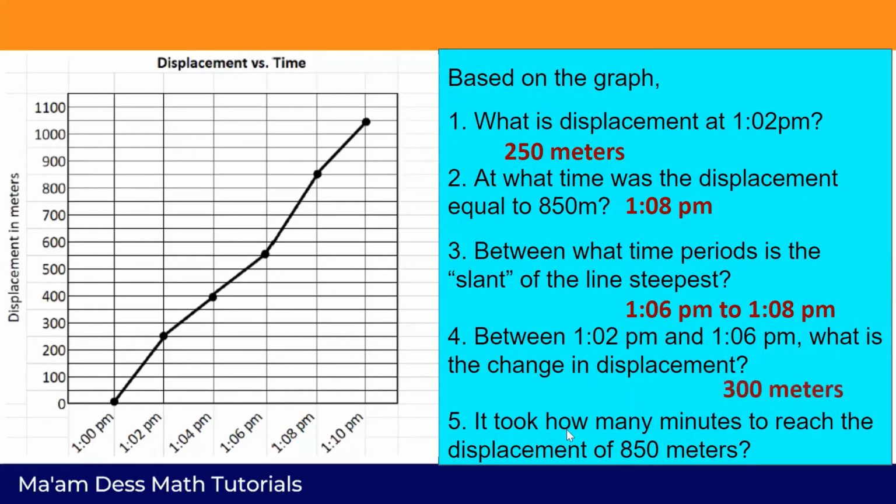Number 5. It took how many minutes to reach the displacement of 850? Okay. So again, it took how many minutes to reach the displacement of 850 meters? Our answer is 8 minutes. So, paano po nakuha yan? So, just look at the time.